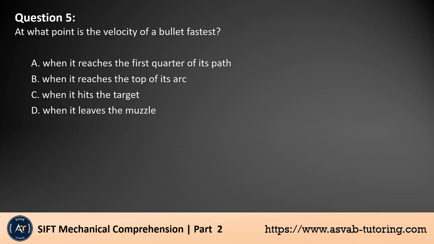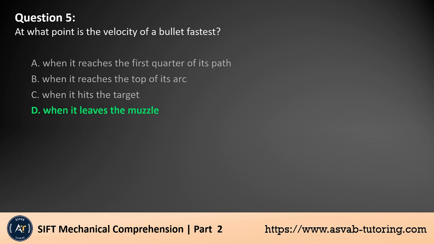Question 5. At what point is the velocity of a bullet fastest? A. When it reaches the first quarter of its path. B. When it reaches the top of its arc. C. When it hits the target. D. When it leaves the muzzle.